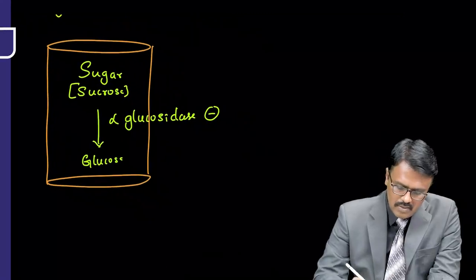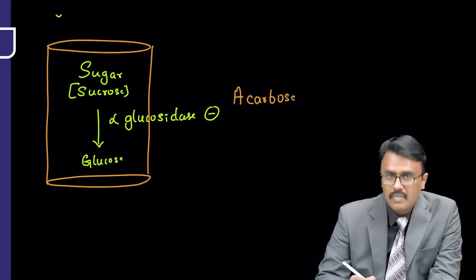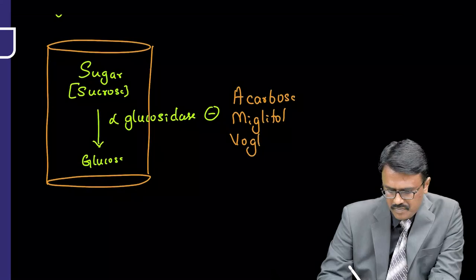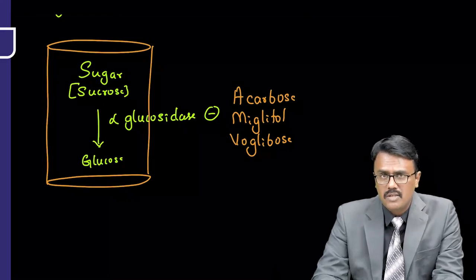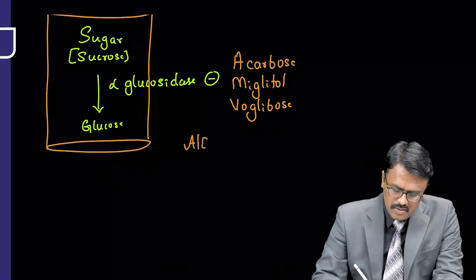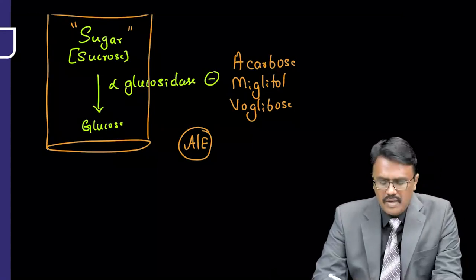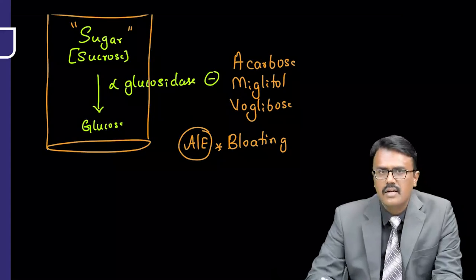Now what are the drugs? They are called acarbose, then miglitol and voglibose. So we have acarbose, miglitol and voglibose. They are alpha glucosidase inhibitors. The point here is, what is the adverse effect of this drug? Now when you don't digest the sugar, sucrose, they can cause bloating as an adverse effect. Patient may complain of bloating. That is the main problem with these drugs.